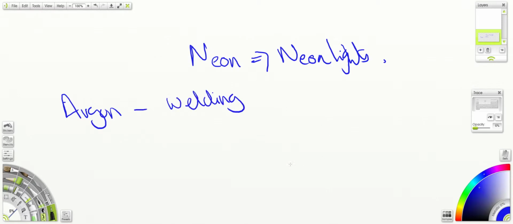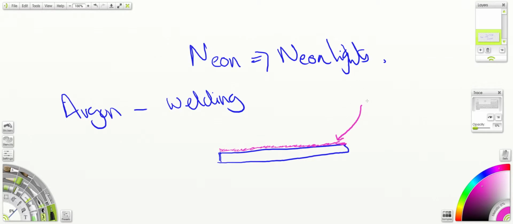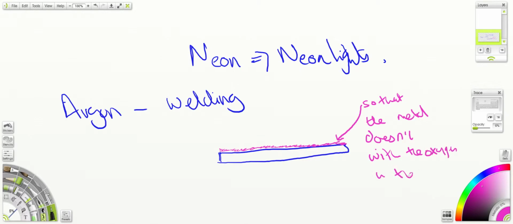Okay, and basically what they do is, if you imagine, here's my metal, right, and what they're going to do is spray over some argon. Now I don't know why, but argon. So they're going to put some argon over this metal while the welding's going on. And the reason why they make sure the argon layer is on top of the metal is so that the metal does not react with the oxygen in the air. Okay, so that's that one done.